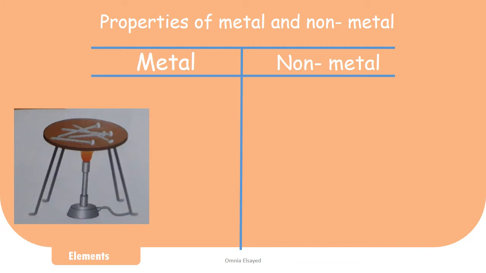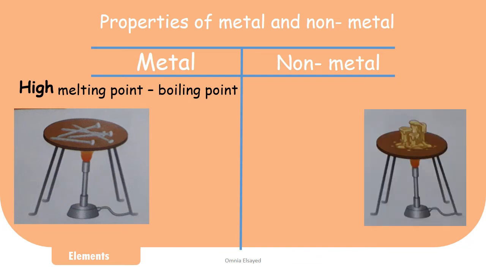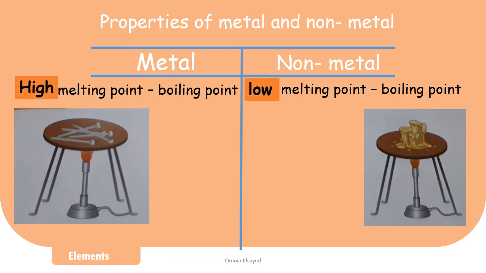If you put iron nails on the fire, iron nails are made of iron. Iron is a metal. It will take a high temperature to melt or boil. So, metals have high melting and boiling points. But if you put a piece of sulfur on the fire, sulfur is a non-metal. It will take a low temperature to melt or boil. So, non-metals have low melting and boiling points.